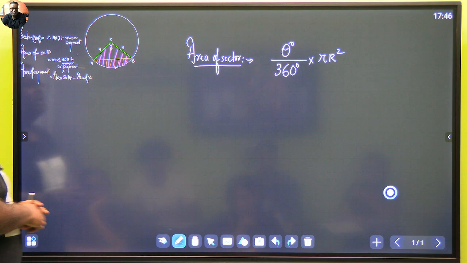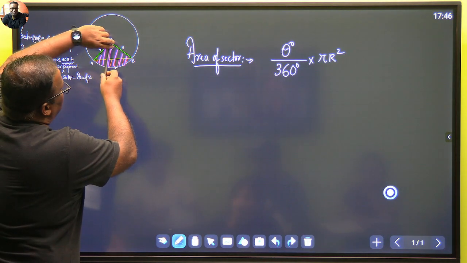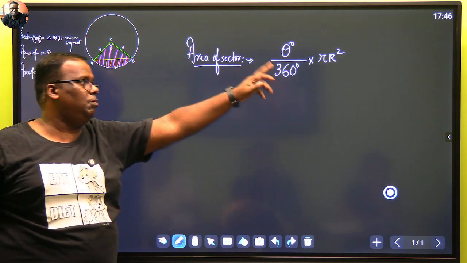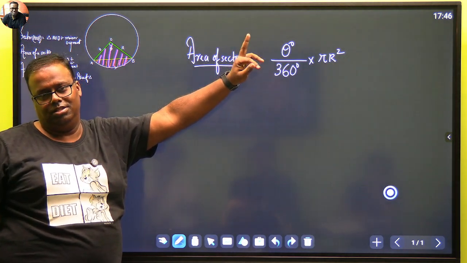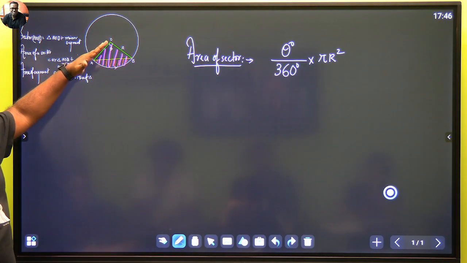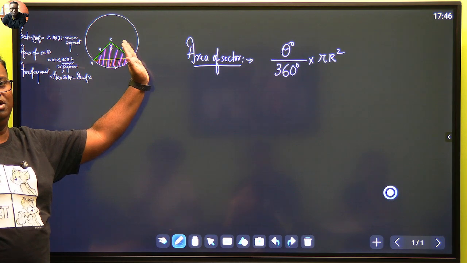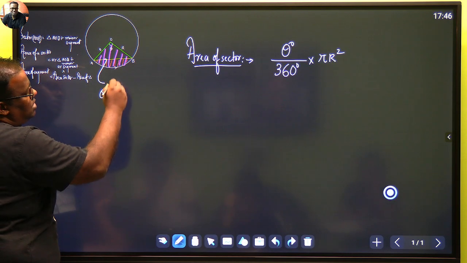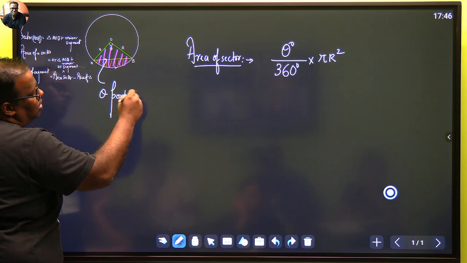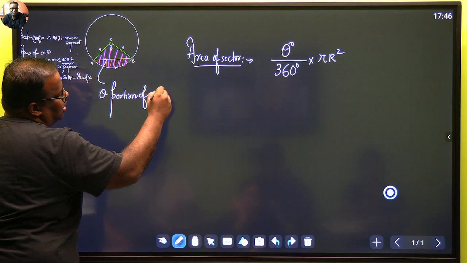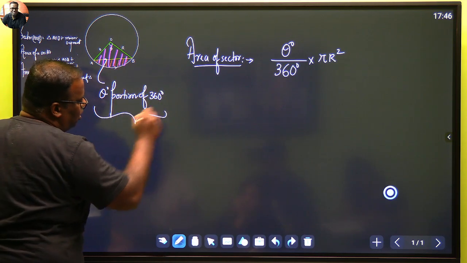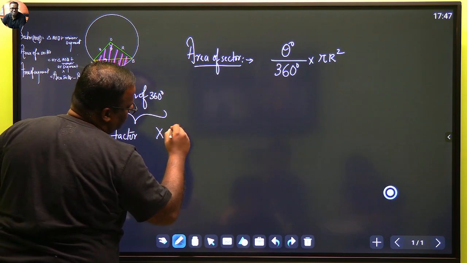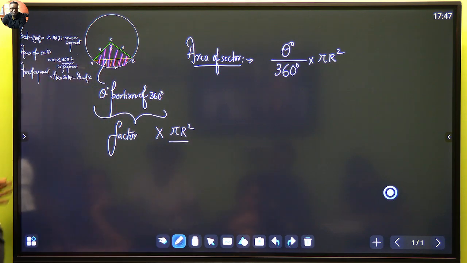A sector is, look, we start from here and go around back to here, then how much did you travel? 360. 360 upon 360 is 1. Now how much are you traveling? We started from here and are traveling only theta. Theta portion of 360. If you look at the angle part, it is theta portion of 360. So this is actually the factor, and with this factor you will always multiply the area of the circle. That's it. You get your area.